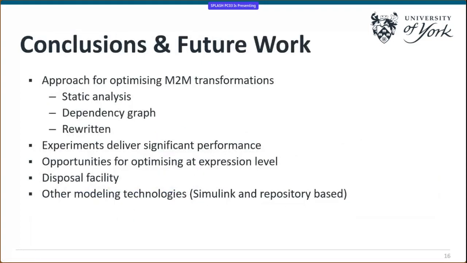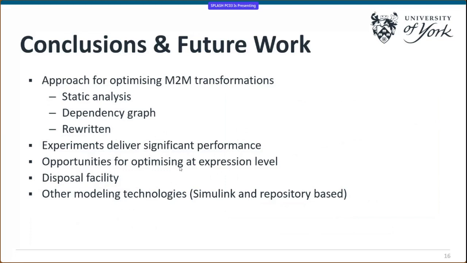So to conclude, I presented the approach for optimizing model-to-model transformations that uses static analysis, dependency graph and program rewriting techniques. And I've shown you how the experiments deliver significant performance improvements in terms of memory and execution time. In the further iteration of this work, we plan to work on optimizing at the expression level, because right now the optimizations that I mentioned are all on the rule level.